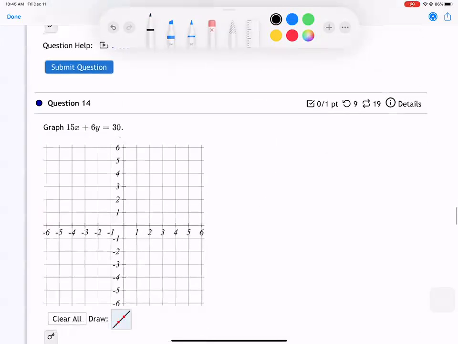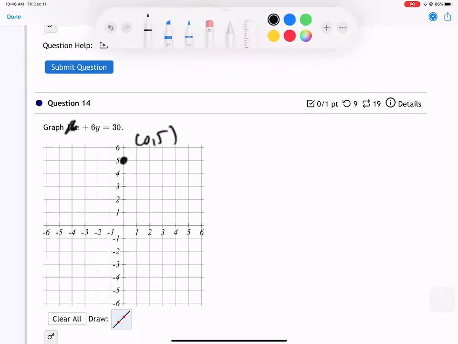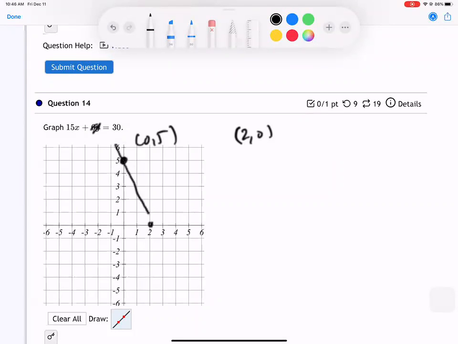Okay, this problem is exactly the same idea. You can either solve for y equals mx plus b or graph it using zeros. So let's do the zero part. If I make x 0, y has to be 6 times 5. If x is 0, that's 0, comma 5. If I make y 0, x is 2, right? So 2, comma 0. That's our intercept, 2, 0. We have a graph of the line.